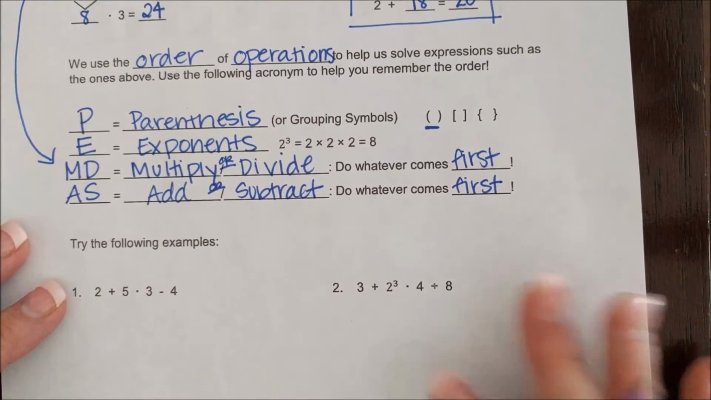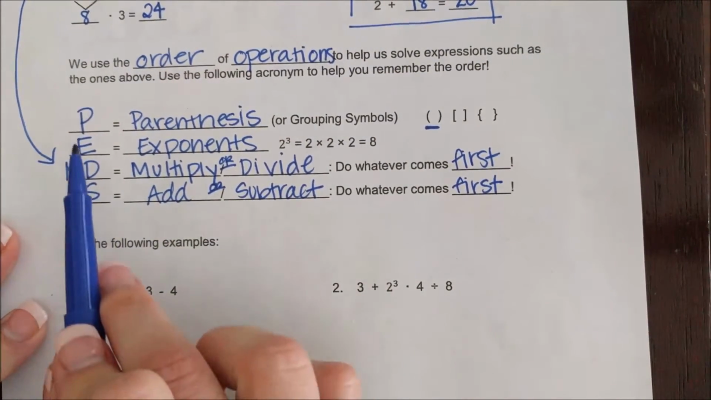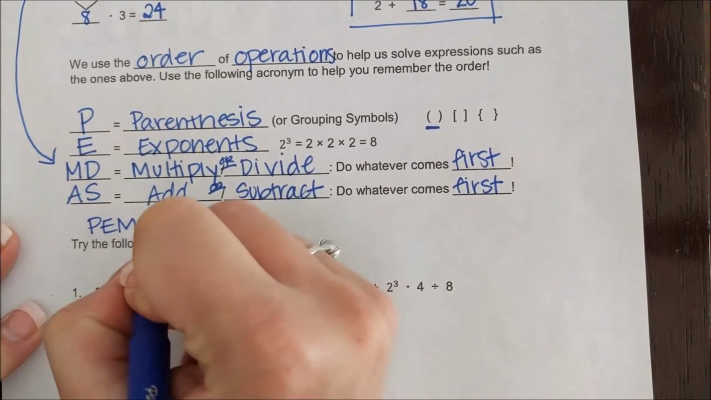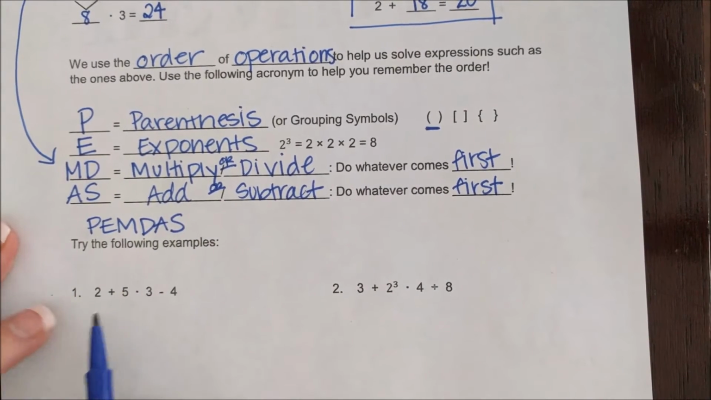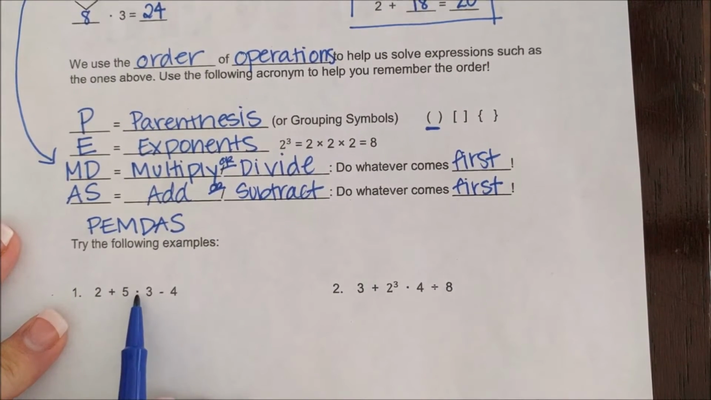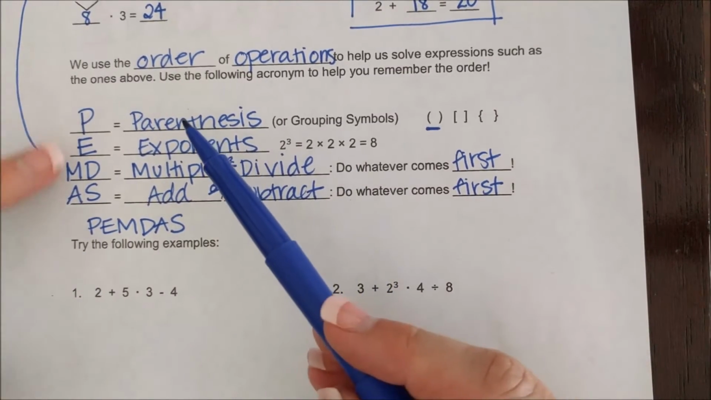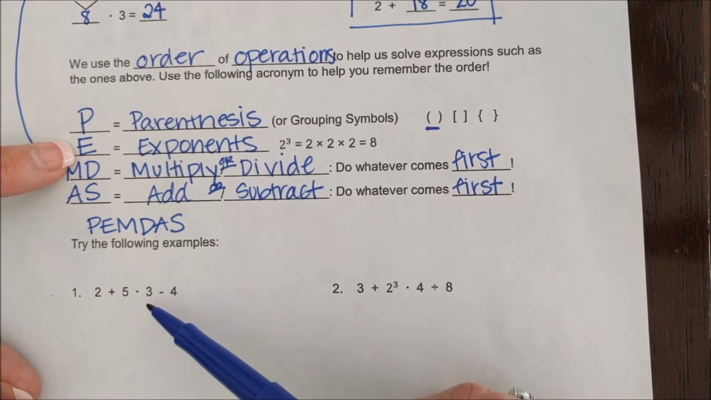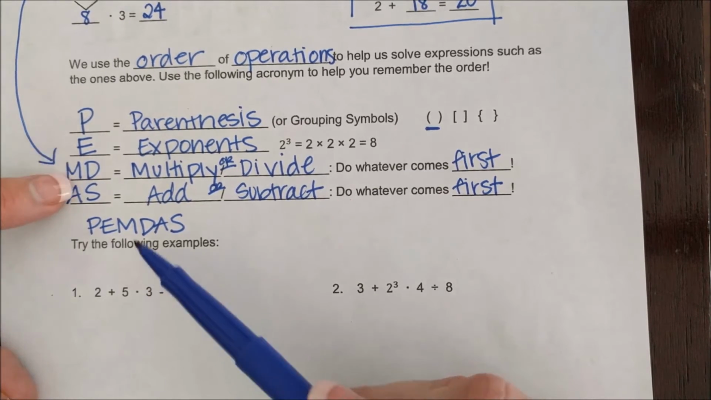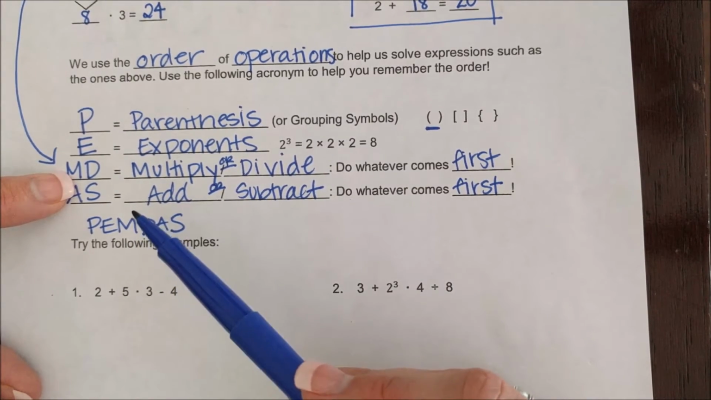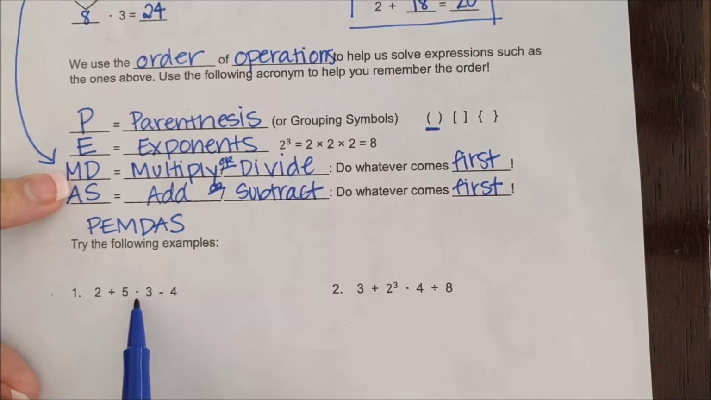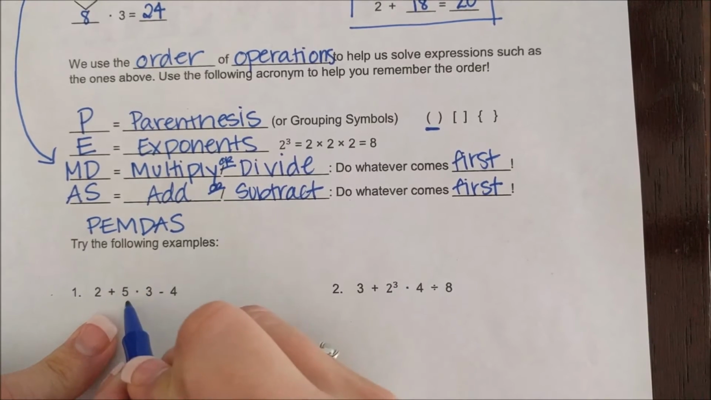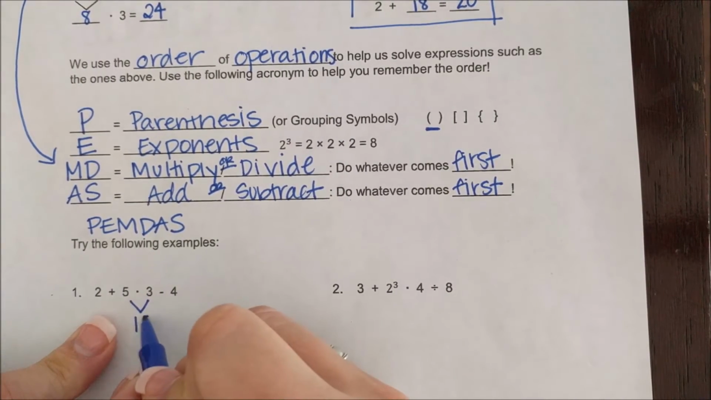So let's look at number 1. Okay, and here's our PEMDAS. I want you to always refer back to it. I'm even going to write it up here so we can see it. Okay, so number 1, we have 2 plus 5 times 3 minus 4. Well, let's go through our order. Are there any parentheses? Nope. Any exponents? Nope. Multiplication or division? Well, let's look here. Yes, I have multiplication. Okay, so I'm going to start there. I'm going to multiply first. So 5 times 3, that is 15.